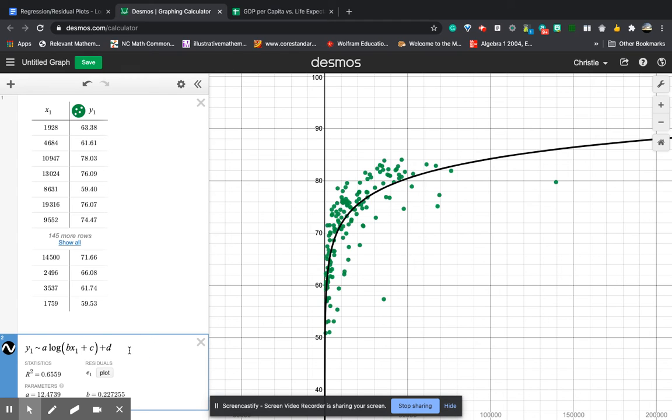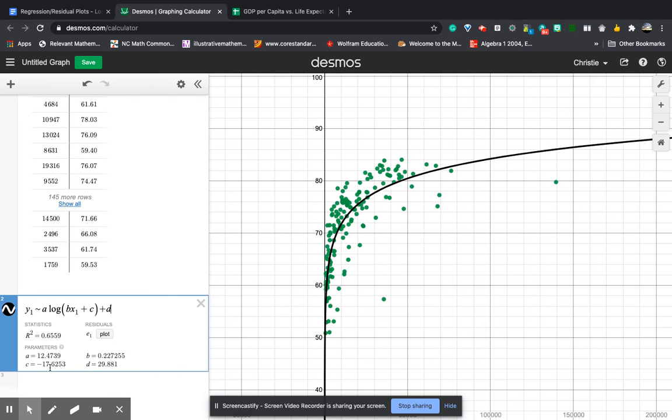And notice that a, b, c, and d are arbitrary. They could have been other letters. But regardless, it found those parameters for me, those values in that regression. And I have this nice logarithmic curve to model that data.